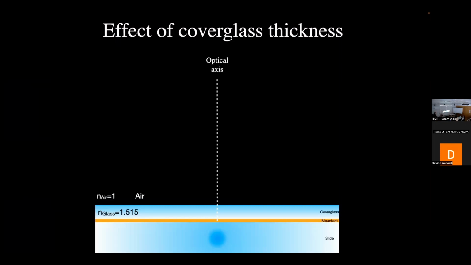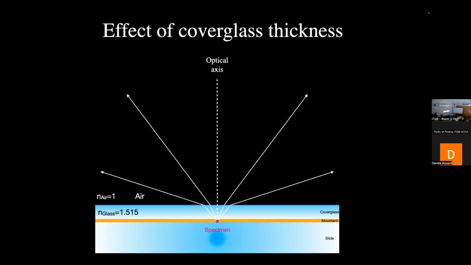And glass has a refractive index of 1.5, and air is 1. Optical axis, and this is our specimen. We are not considering, for simplicity, that fact, and so we are considering that the specimen is as close to the cover slip as possible, so the light goes directly to the glass. Okay. So then you already know that it will diverge the light.